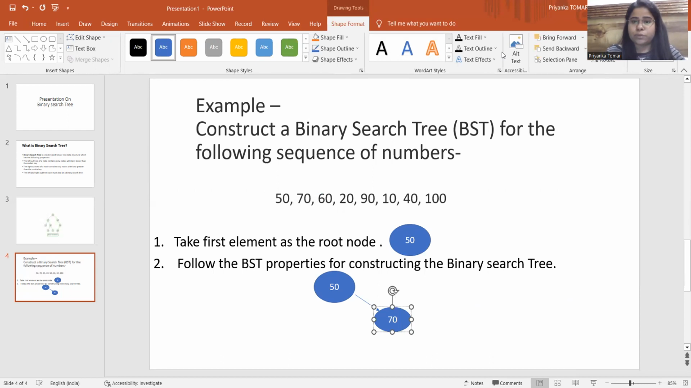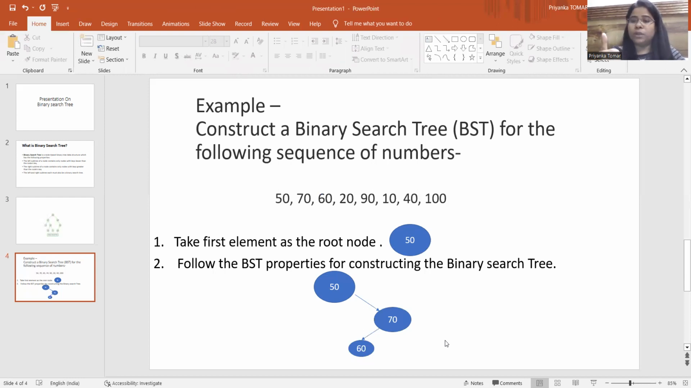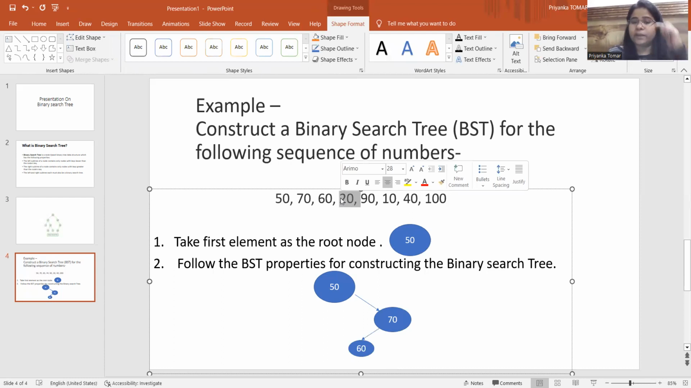Okay, so I'm taking it here, and here I will write 60. Then I will make 60 the left child of 70. Cool, good to go.